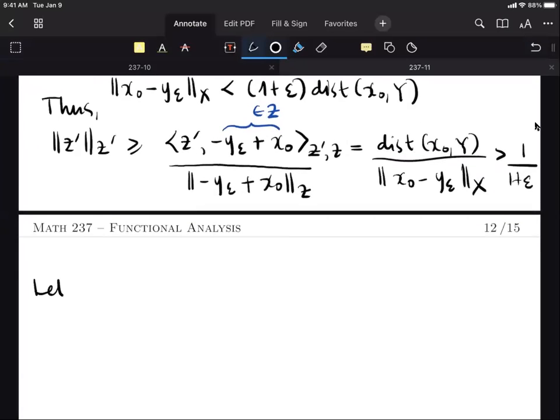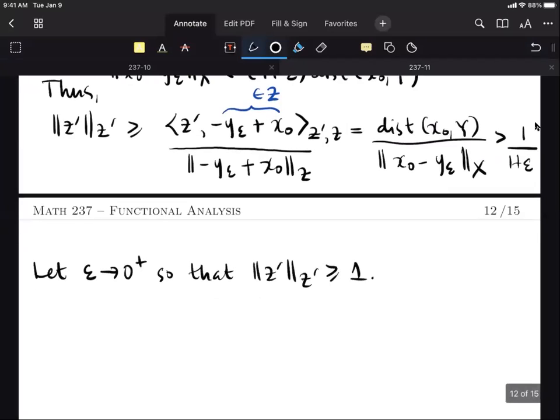So again, if we let epsilon go to 0 from the right, we have this other inequality. So therefore, we can now conclude that the norm of z prime is equal to 1.